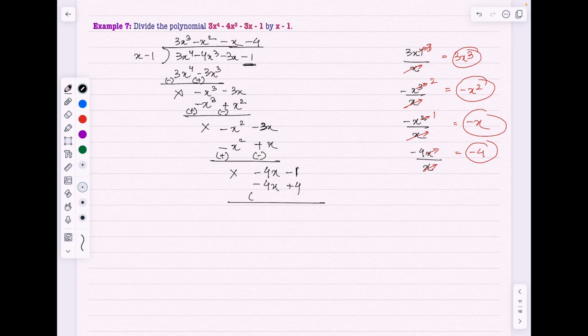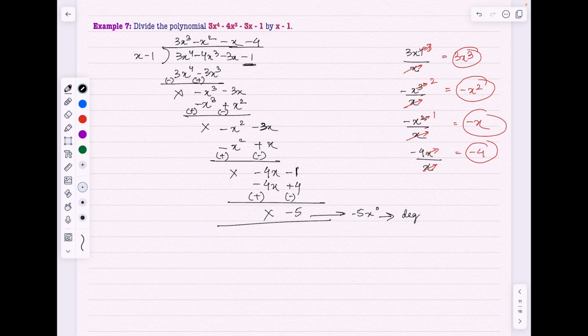So we subtract. Minus will become plus, plus will become minus. Minus 4x plus 4x is 0. Minus 1 minus 4 is minus 5. Now you got minus 5, and the degree of minus 5 is what? The degree of minus 5 is 0, because you can write it as minus 5 x to the power 0. Understood?